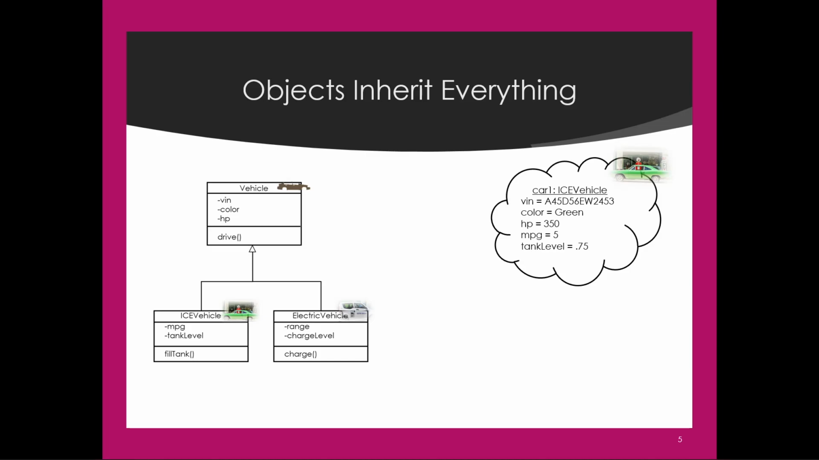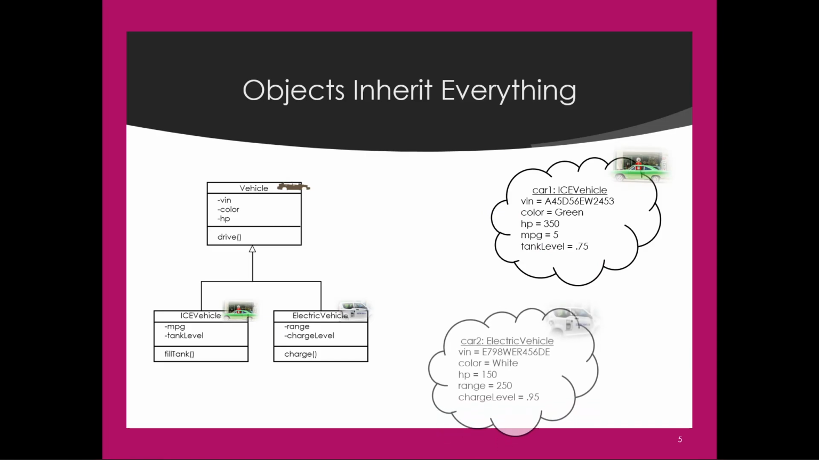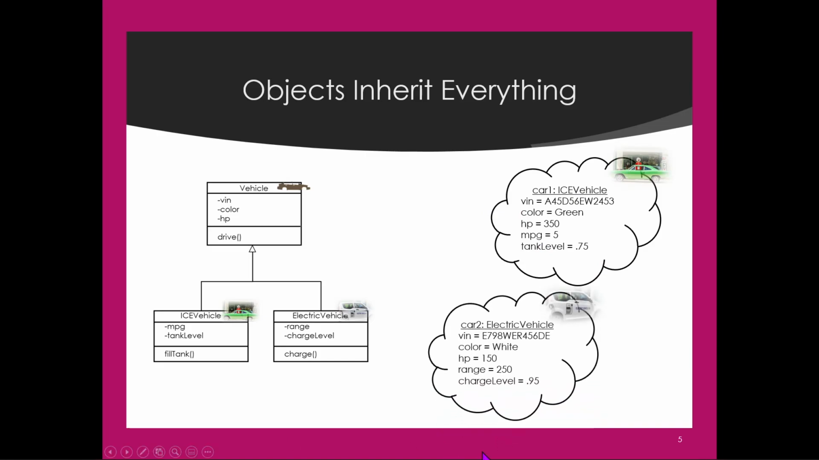So when I create an internal combustion engine, even though in the UML, the class diagram over here, I only see miles per gallon and tank level, the object acquires all of the stuff that comes from the parent vehicle. And when I create an electric vehicle, the object acquires all the stuff that comes from the parent class vehicle. So you can see all the attributes show up: VIN, color, and horsepower. They have different values for the different objects that are out there.